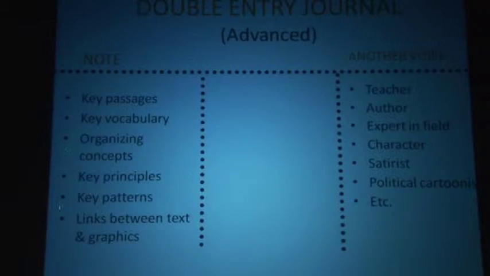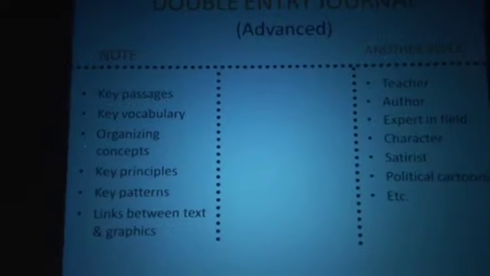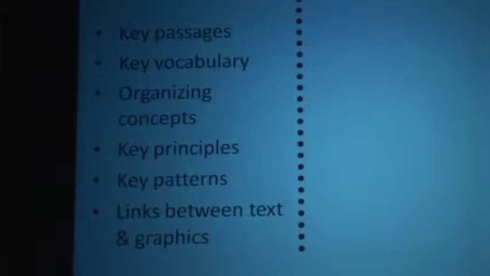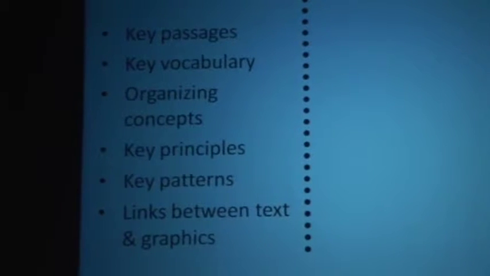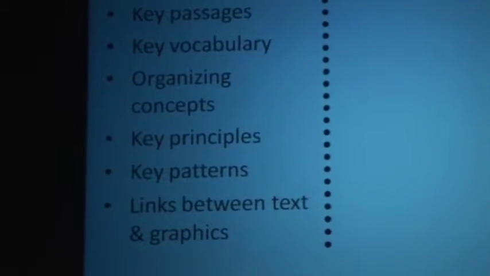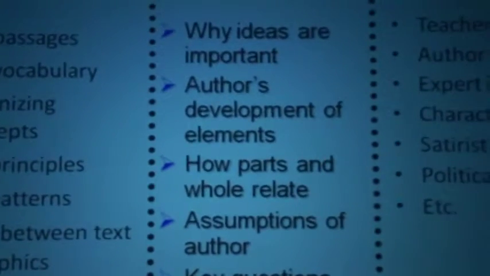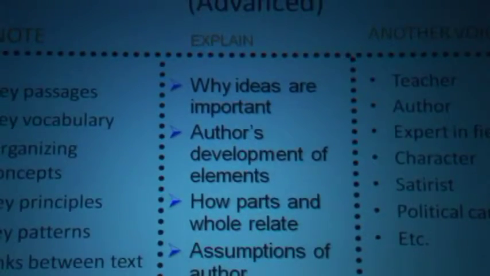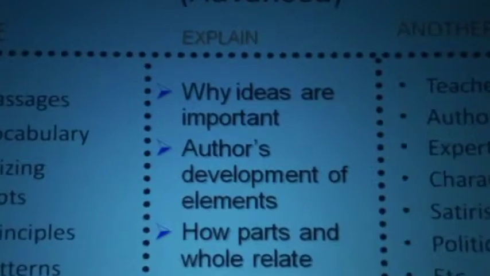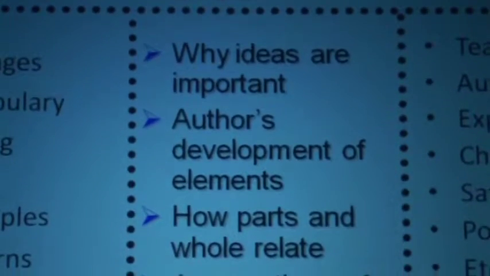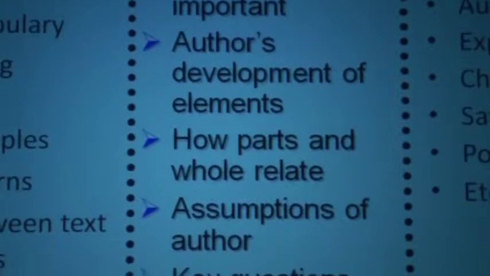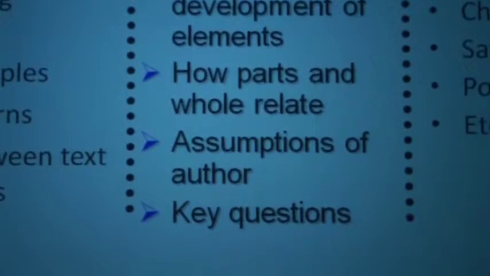But these other things are not things that you would ask readers who are less secure to do without a lot of help. What are the organizing concepts in this chapter? What are the key principles? What patterns are you seeing across the work that we're doing? What are links between text and graphics? And then she asked them, as they read, to explain these kinds of things. Why are the ideas important, which was on the first form, but how has the author developed the elements? How do the parts and whole relate? What assumptions is the author bringing here? And what are the essential questions that this chapter answers?